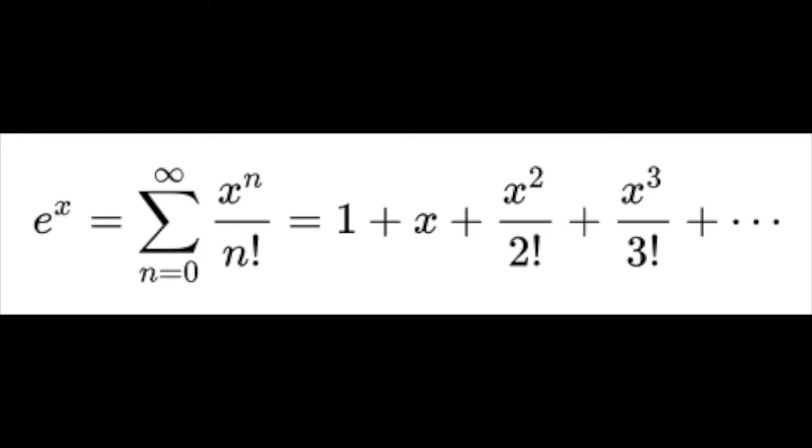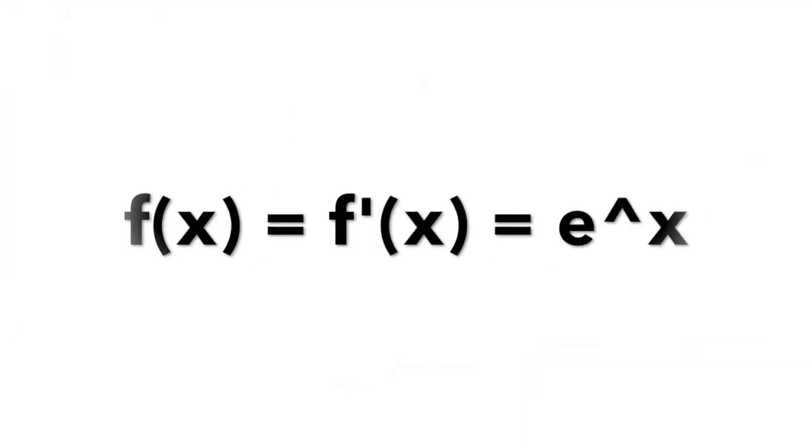Another important aspect of e is the natural exponential function, f(x) equals e to the power of x. This function is the unique exponential function of type a to the x equal to its own derivative. So this means e can be defined as the unique positive number a such that the graph of the function y equals a to the x has unit slope at x equals 0.